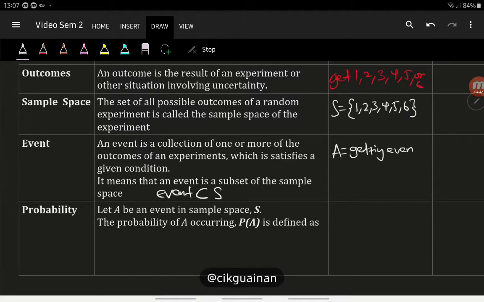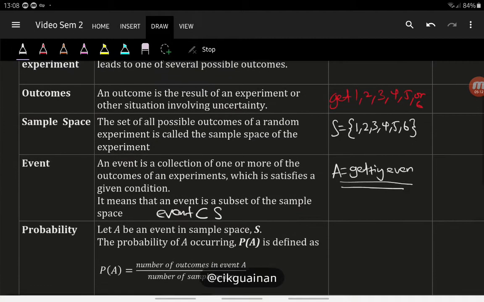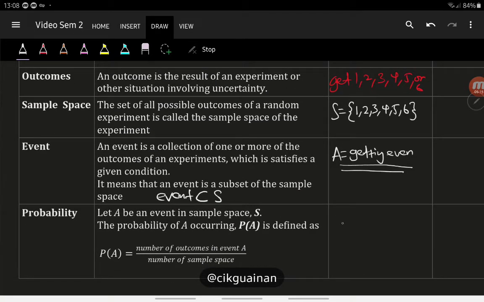Now, what is probability? Let A be an event in the sample space. The probability of A, the probability of getting even, P(A), is defined as follows: P(A) equals the number of outcomes in event A over the number of outcomes in the sample space. So we do it in this box. The probability of A equals the number of A happening over the number in the sample space.